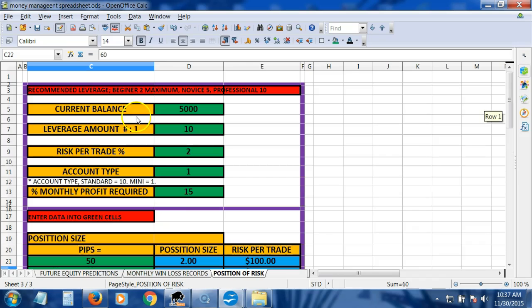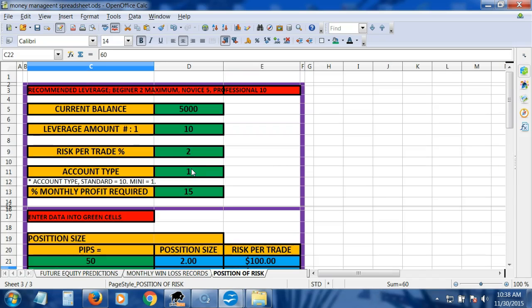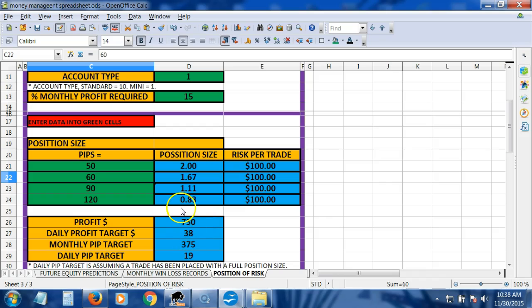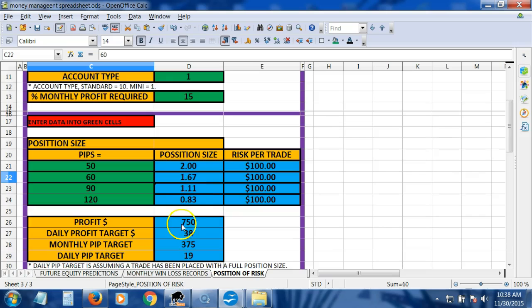Now, a 15% return on investment is around $750 US. You would have a daily target of $28 and a monthly target of 375 pips, or a daily target of 19 pips. I have a wonderful article on 20 pips a day, and any way you slice it, it will come up to these figures at the end of the month if you trade in such a way that you get 375 pips off of a 5,000 account. Depending on your leverage size, whether you're a novice, professional, or beginner, you would get $750.